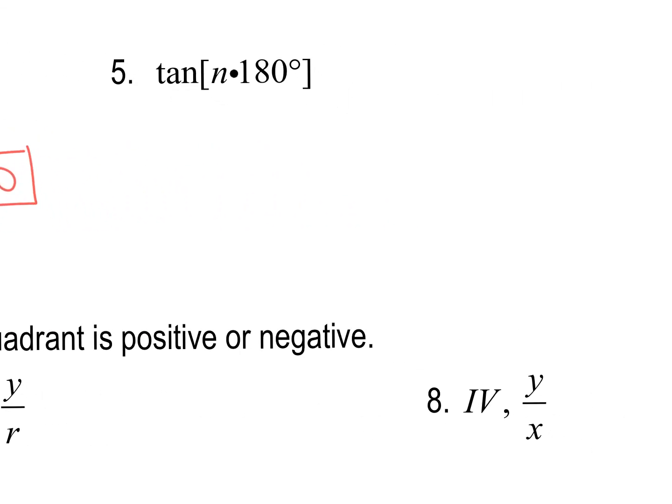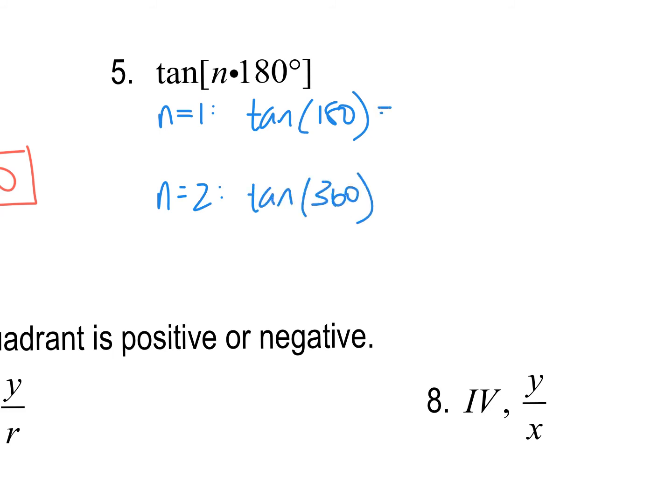I'm going to do the same exact strategy here for tangent. I'm going to say, okay, fine. What if n equals 1? Plug in a 1 there. That means tangent of 180. Okay, what if n equals 2? That means tangent of 2 times 180, which is 360. Okay, well, tangent of 180, where's that?